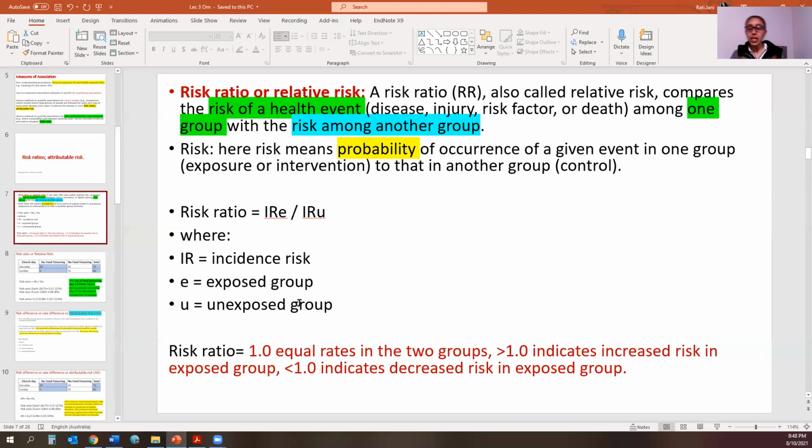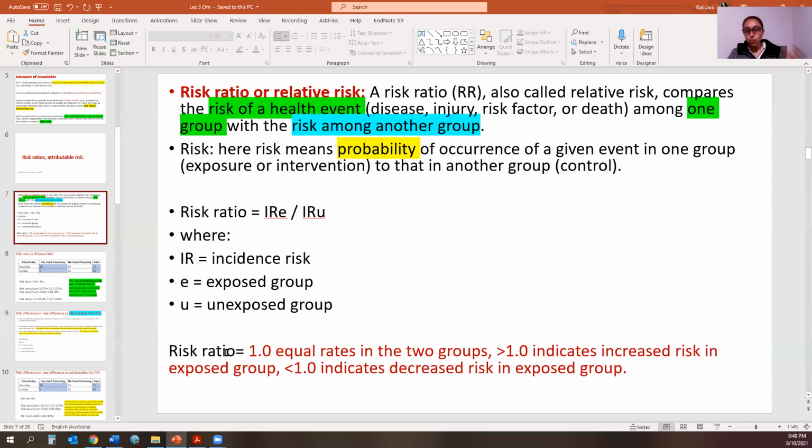Most of the researchers compare these groups by dividing them. Very rarely, you may compare the groups by subtracting them. All right, so it depends upon your research question, how you want to frame your hypothesis, how you want to interpret your findings, that you may use this. But yes, the most common one which is used is risk ratios.